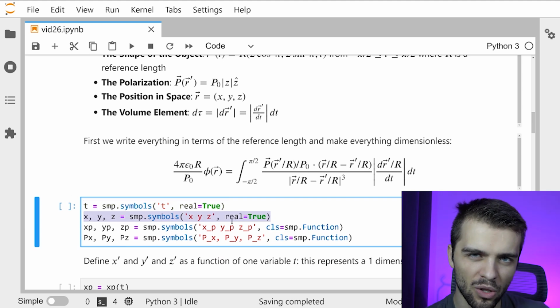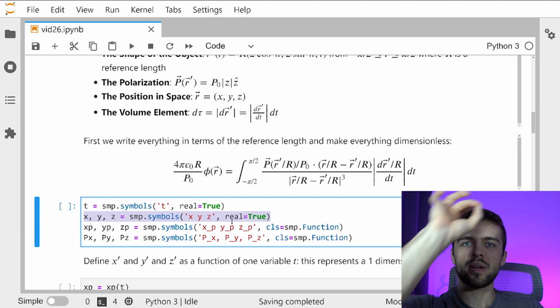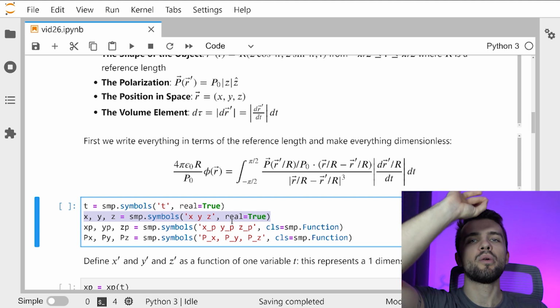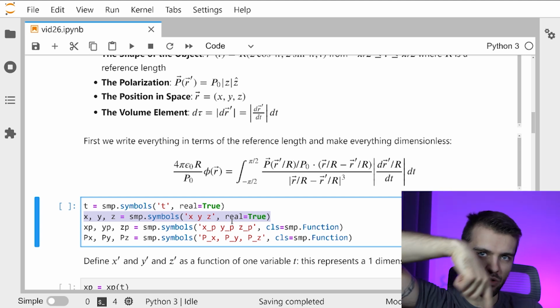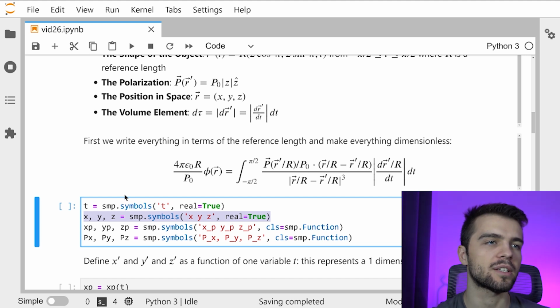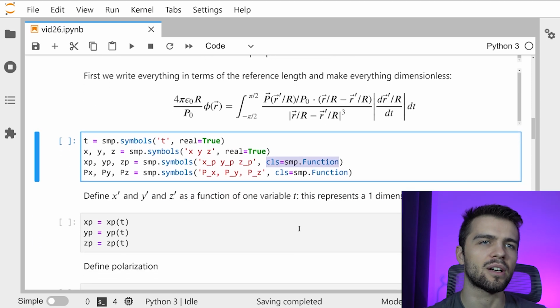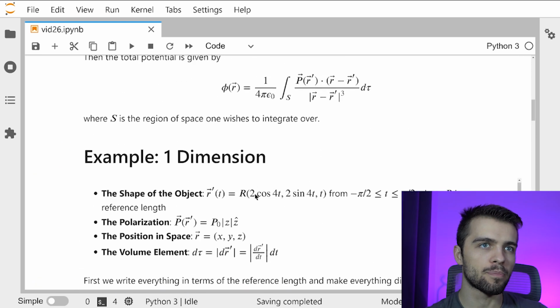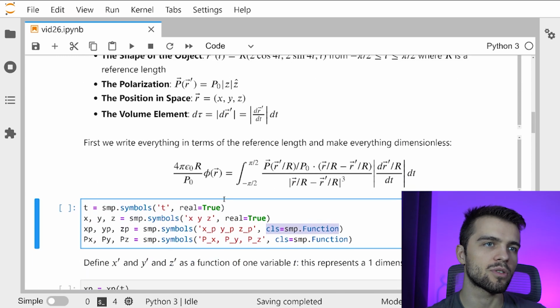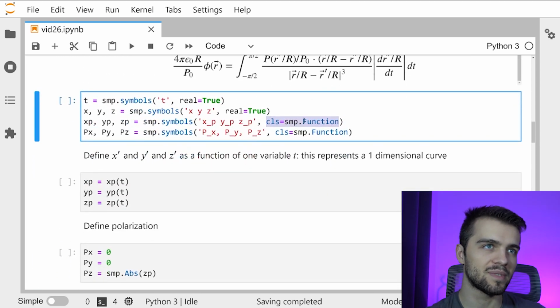So x, y, z is the location of where we want the potential. We have some point in space, x, y, z. We want the potential at that location due to this charged polarized object. xp, yp, and zp are functions. Notice how I say class equals sympy.Function. That's r prime, and r prime is a function of t. So I'm explicitly saying these are functions of t.